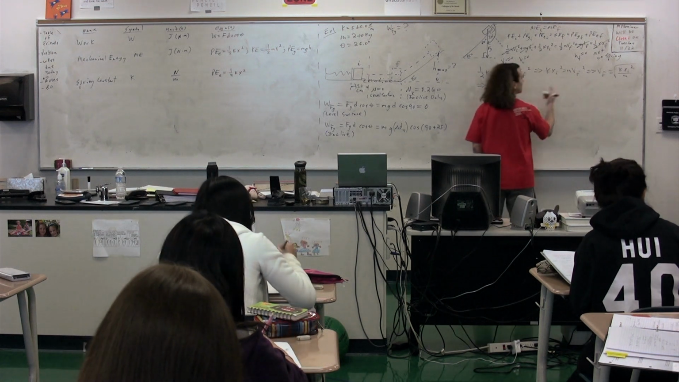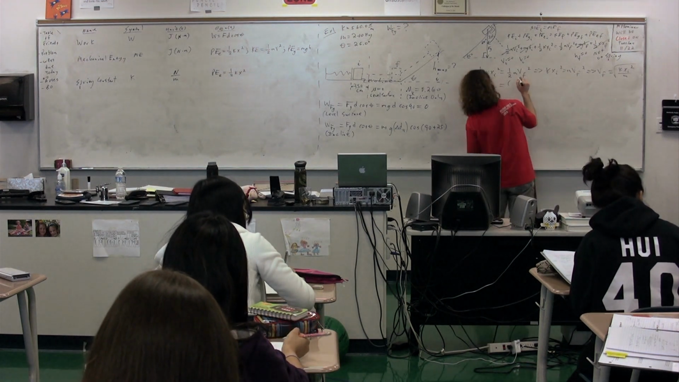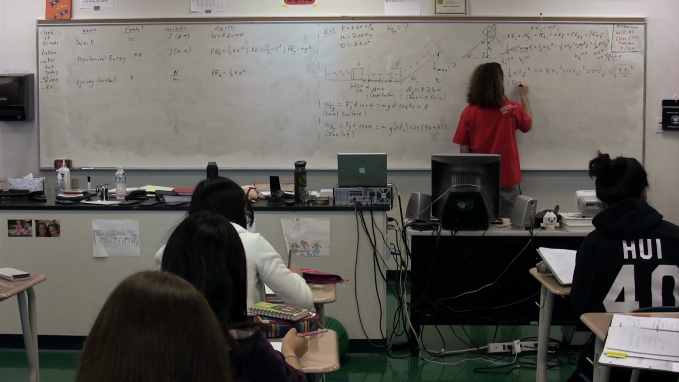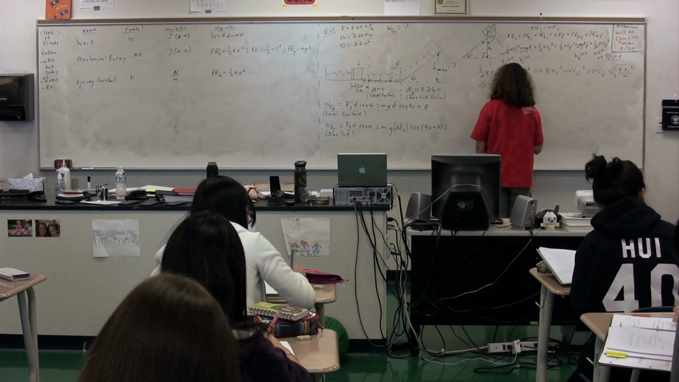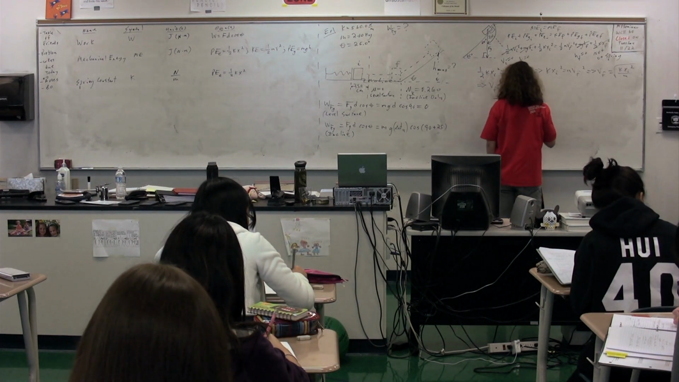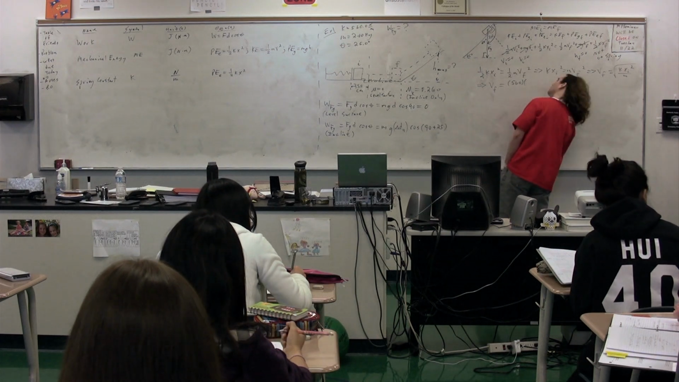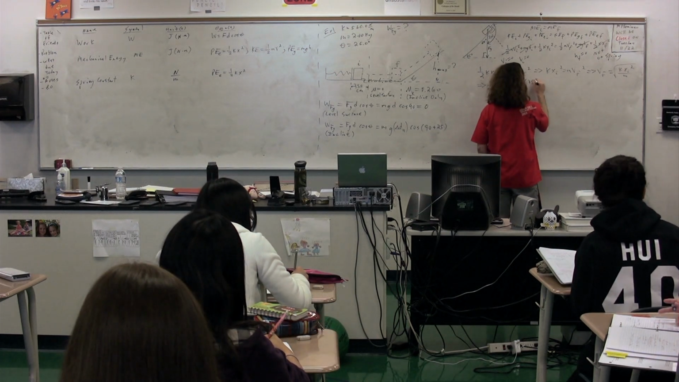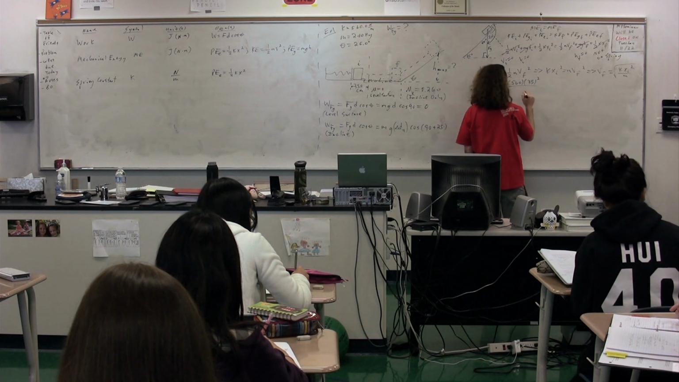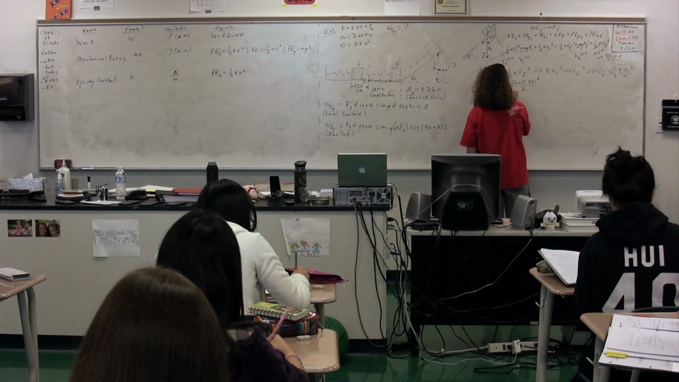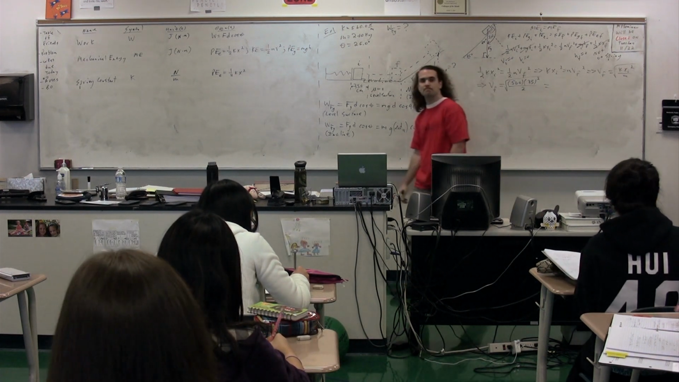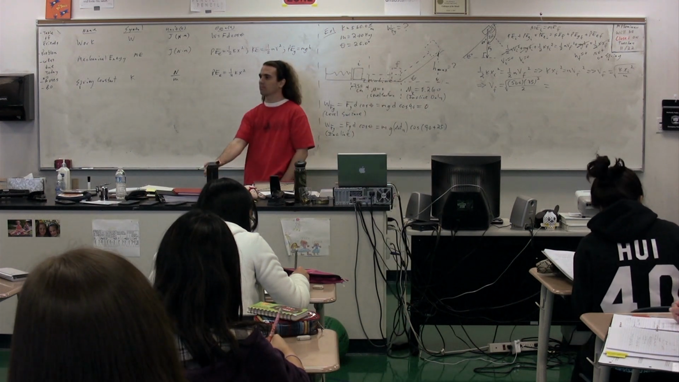Stecker, what is the spring constant? 560. Good, multiplied by x initial. 35 centimeters, okay, which I'm going to square, divided by the mass. 2. 2, the square root of.